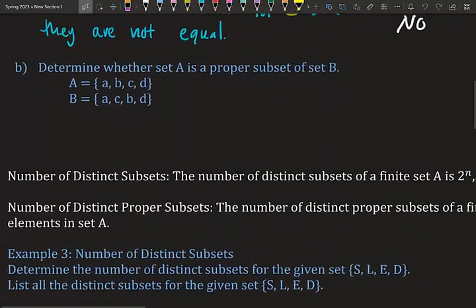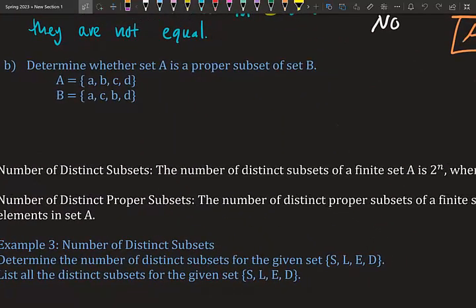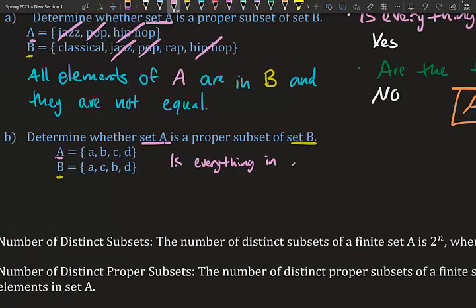All right, let's go to part B. Determine whether set A is a proper subset of set B. So the first set we have is set A. Our second set we have is set B. So let's ask our questions.